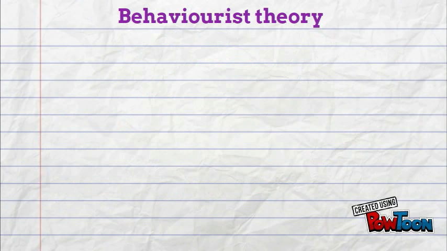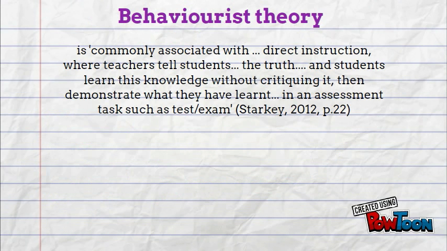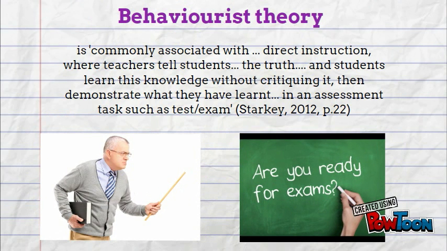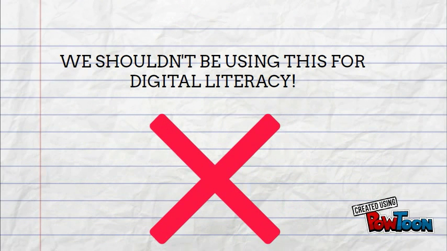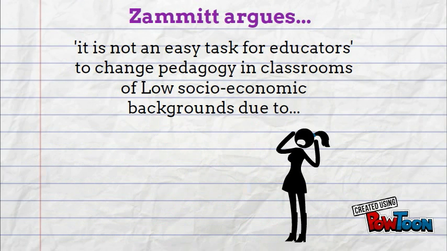I have noticed how society is still teaching children in a behaviourist manner, a learning theory which Starkey claims is commonly associated with direct instruction, where teachers tell students the truth and students learn this knowledge without critiquing it, then demonstrate what they have learned in an assessment task such as tests or exams. This approach to teaching children about technology should not be taken.